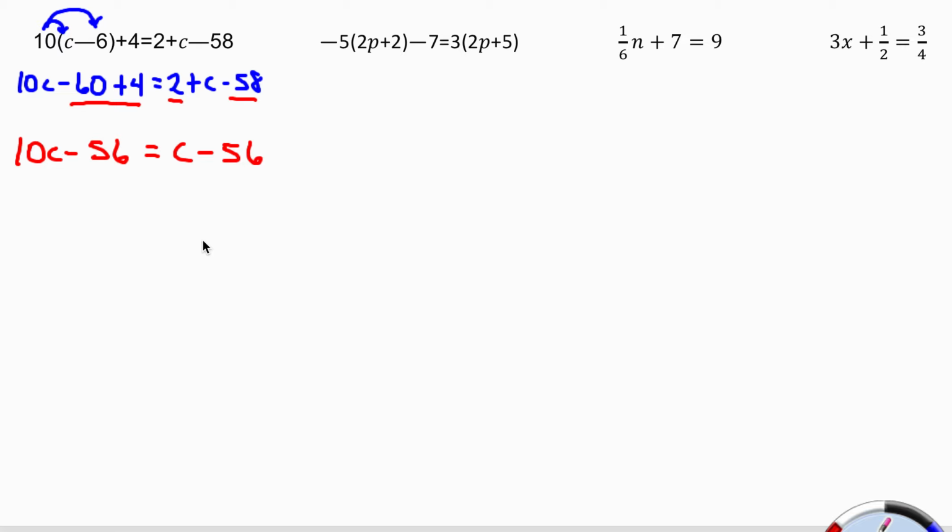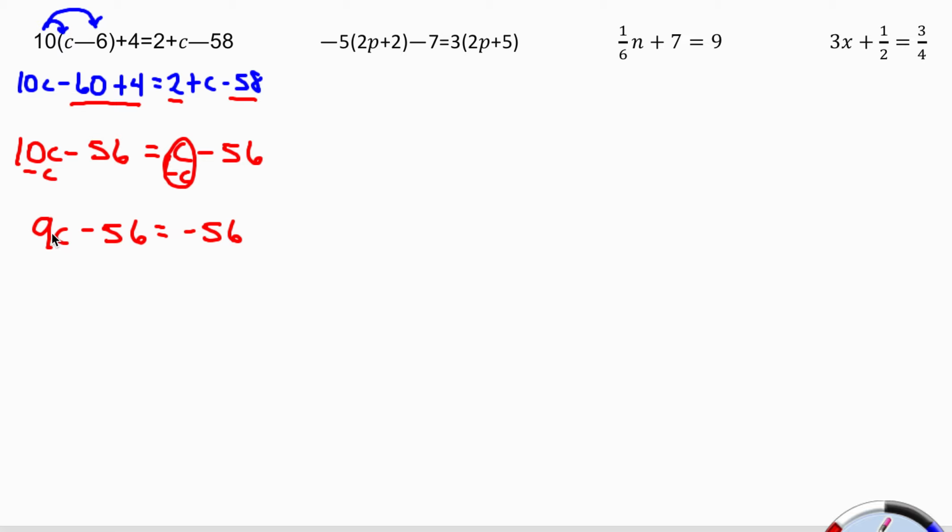Okay, now move all of your variables to the same side. So I want this c gone from this side. So I'm going to take away c. Whatever I do to one side, same thing to the other. That means I have no c's left over there. 10 c's minus 1 c leaves me 9c. Minus 56 equals 0 minus 56 is minus 56.